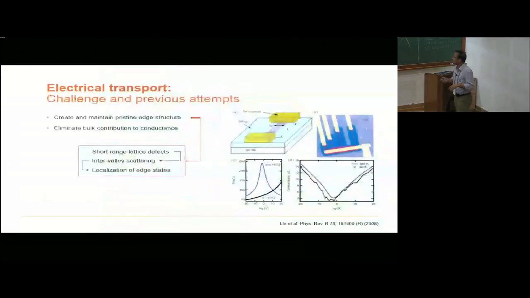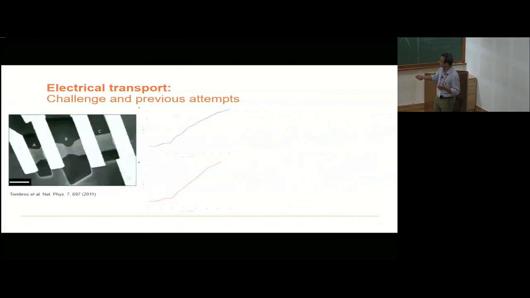Let me just go through it. Many groups have been trying. This is from the IBM group, and also these are experiments which were done. This is the Groningen group result. These are old work. They wanted to look at the edge transport, but it was not particularly clear because the bulk transport was shunting the edge quite heavily.